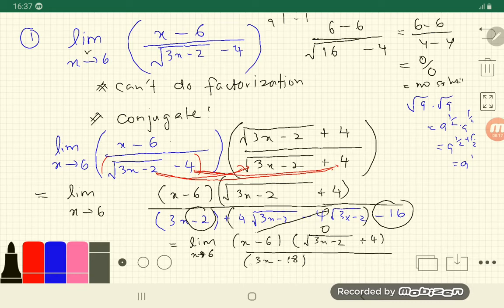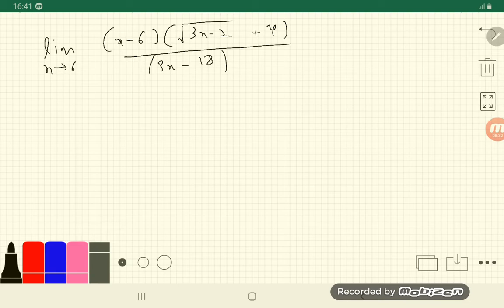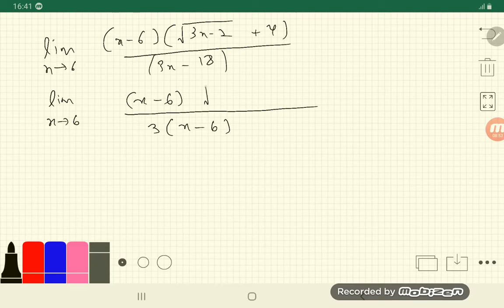So what we are going to do now, we are going to factorize this part. Okay, so let us try to factorize it. I write it here again because I don't have space there. If you see here, we try to factorize the bottom one. So you are supposed to get here limit as x approaching 6 for this part. You are going to get here 3x minus 6, and here you have x minus 6 again, and the square root of 3x minus 2 plus 4 is supposed to be outside there.